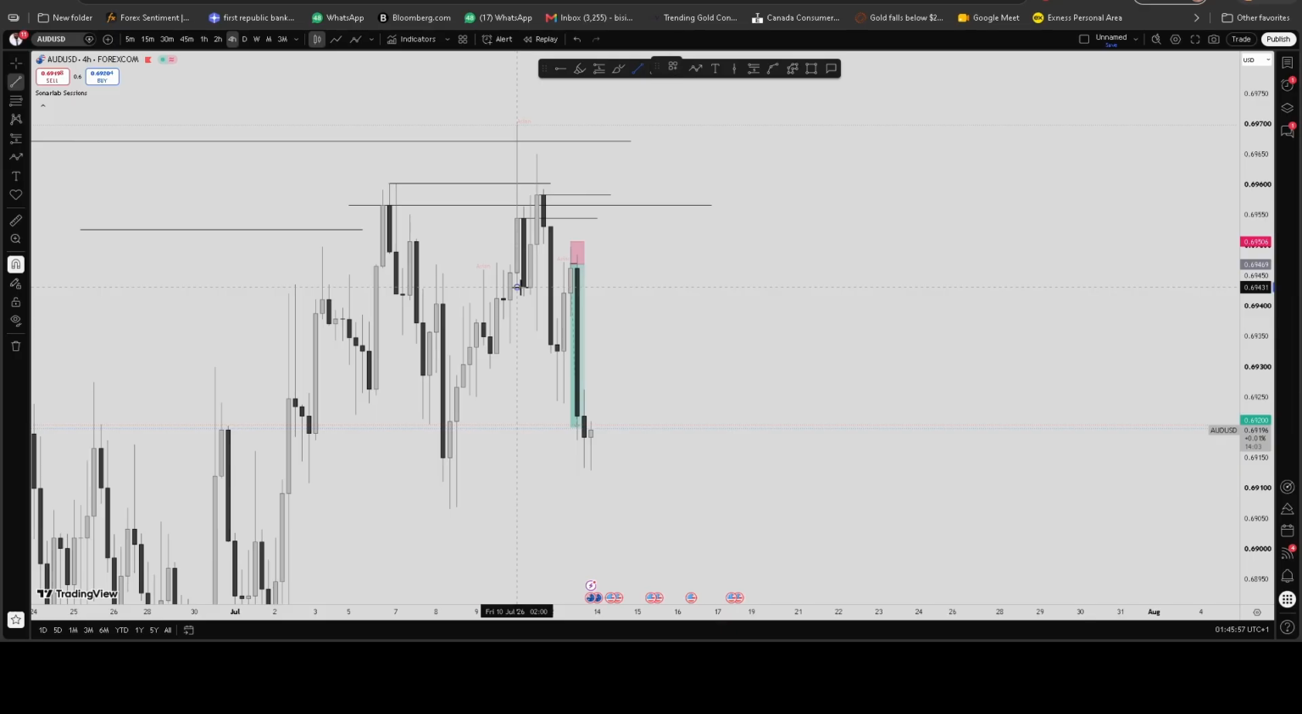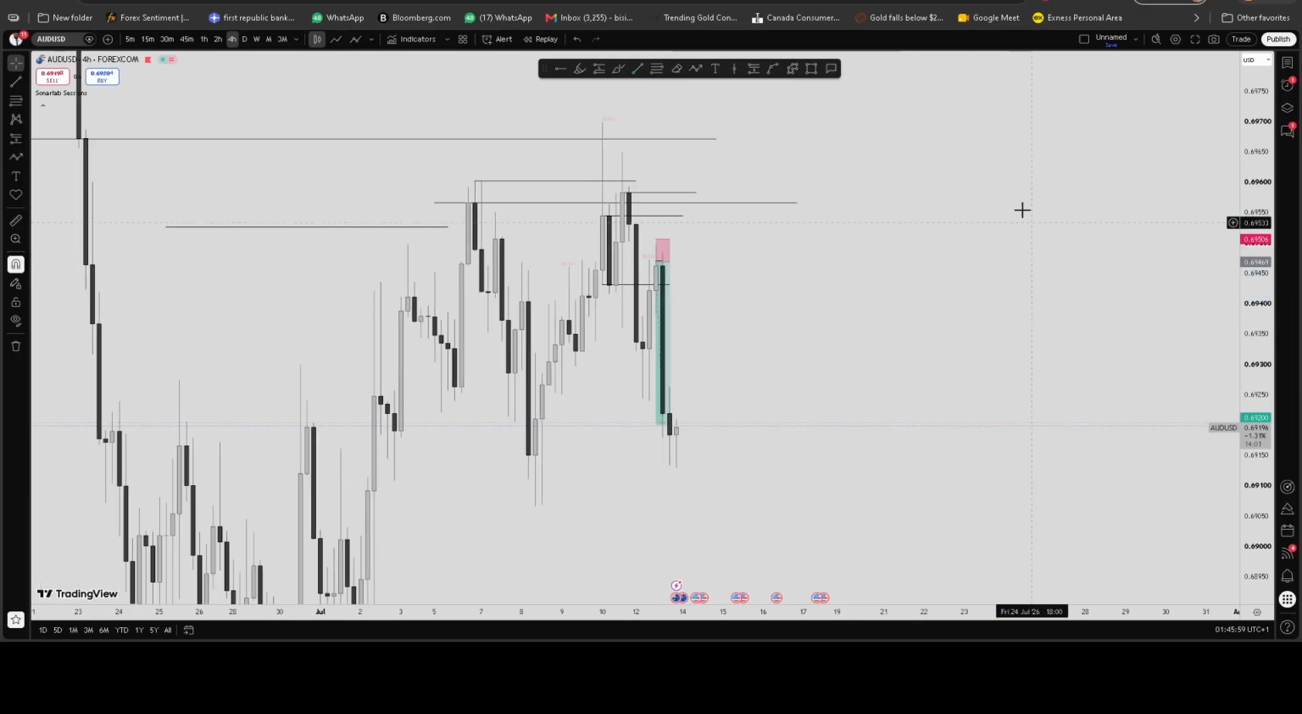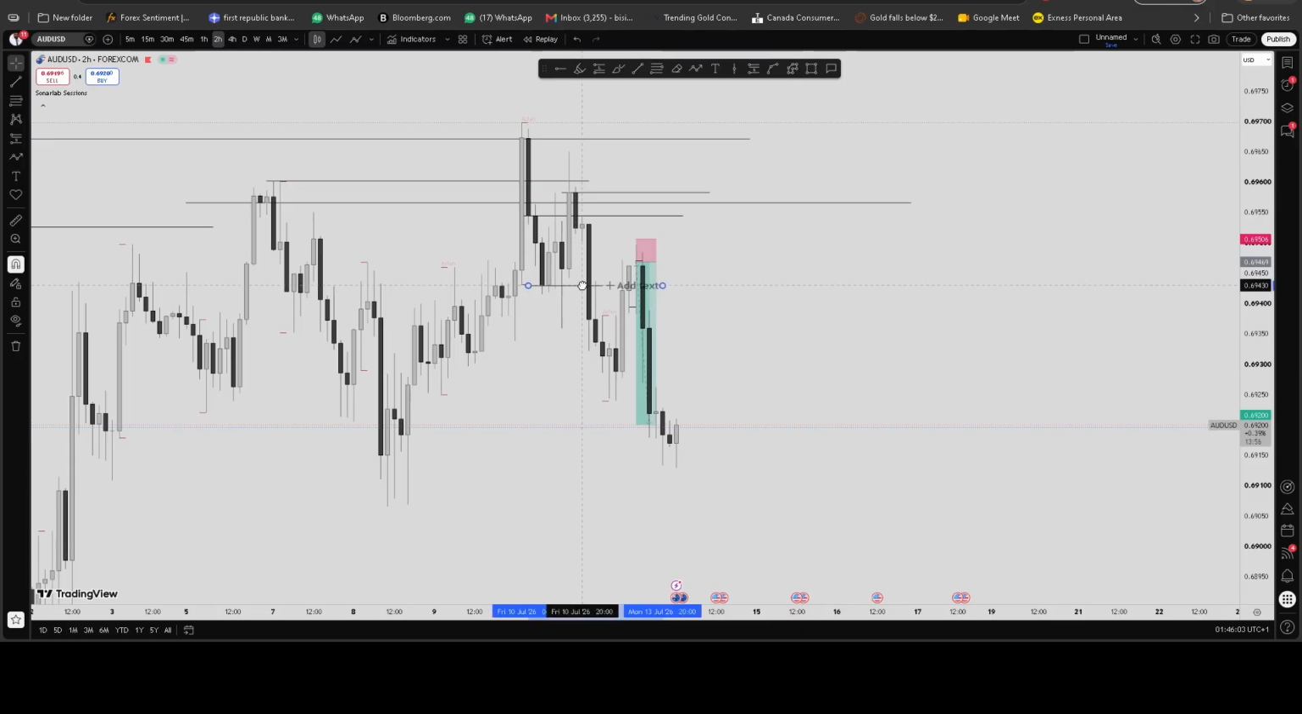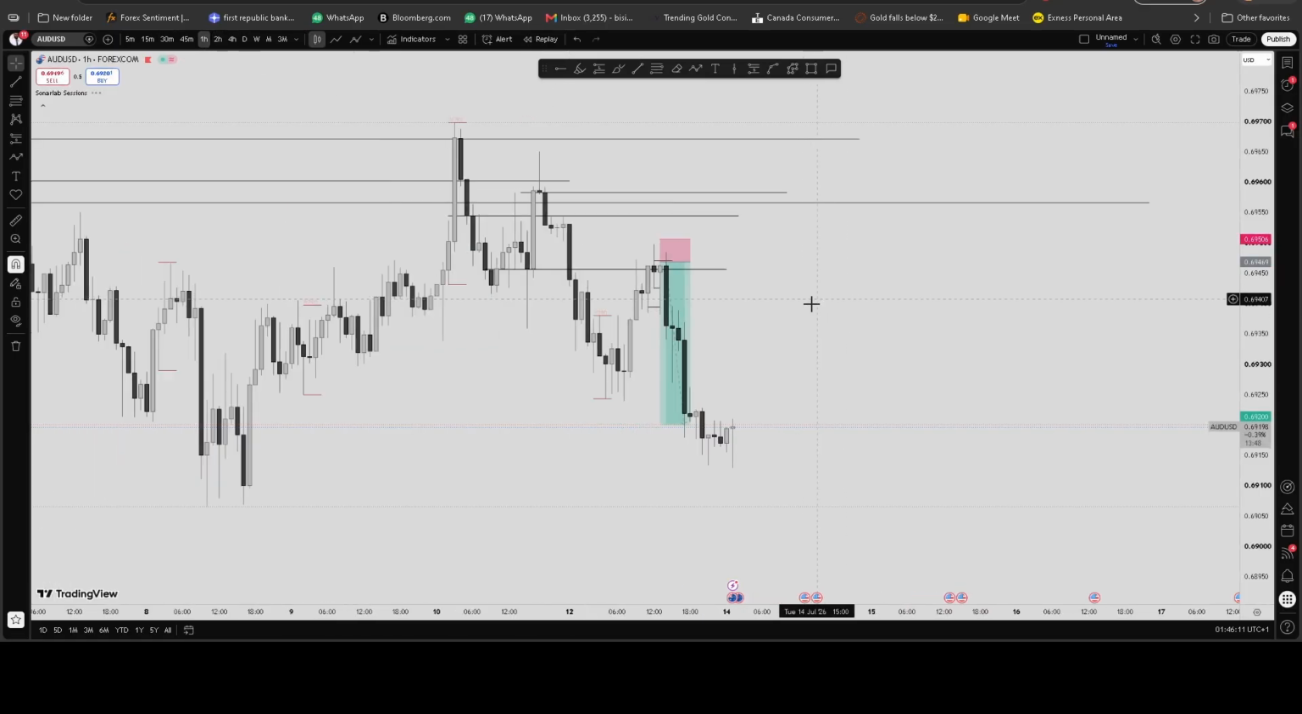Now let's do this. This is a breaker block. Now let's refine this into a structure. Now can you see this is mitigated? So I'm going to refine into this breaker block that has a fair value gap, right? Now let's go to the 1 hour time frame. On the 1 hour time frame, we still have a clean breaker block and a fair value gap inside.